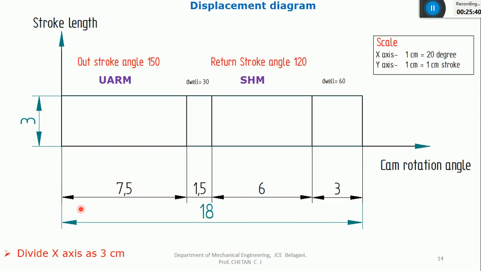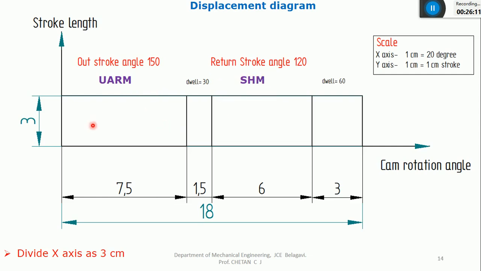So this is similar to the previous problem, only the value of angles is different. And one more thing is, you can see the type of follower's motion is completely reverse with respect to the previous problem. The previous problem, the outstroke was with a simple harmonic motion. The return stroke was with a uniform acceleration and retardation motion. But in this case, I have interchanged them. In the problem it is given, the outstroke is with uniform acceleration and retardation motion. The return stroke is with simple harmonic motion.